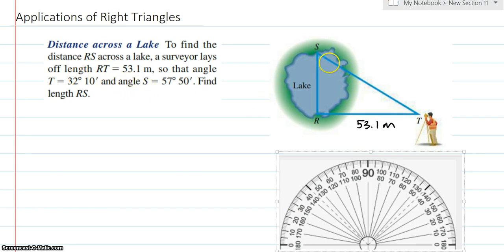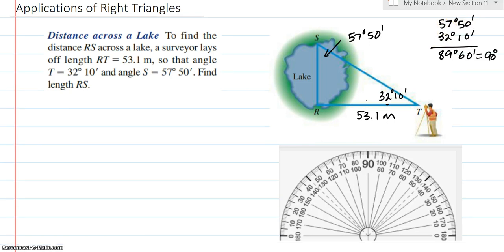And then angle S, he could stand over here and do the same thing from the point he found on point T, and he found that that was 57 degrees 50 minutes. We're going to use this to find that distance. That also told him that he had a right angle, didn't it? Because if this is 57 degrees 50 minutes, that adds up to 90 degrees. So we now know this is a right angle.